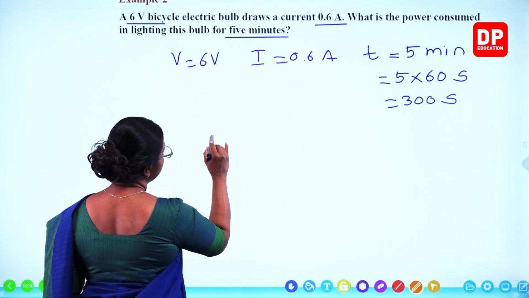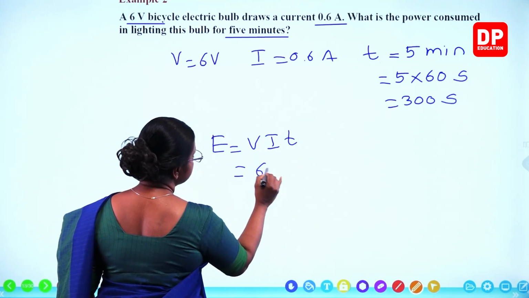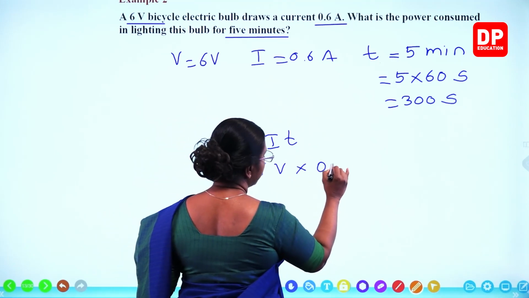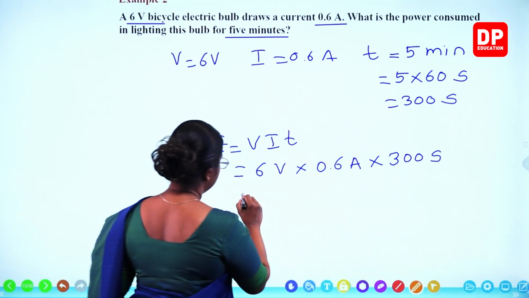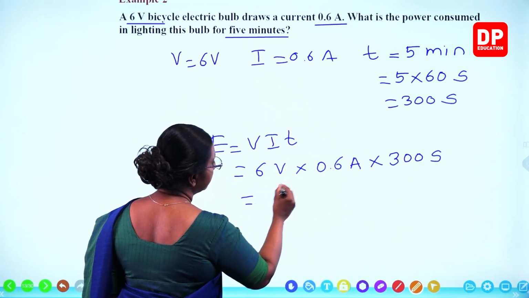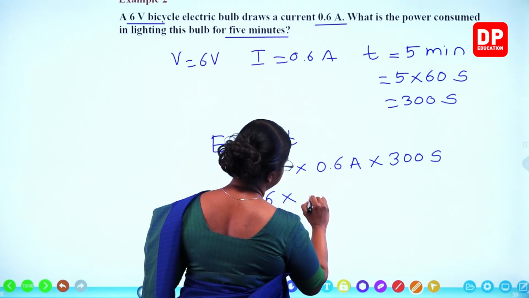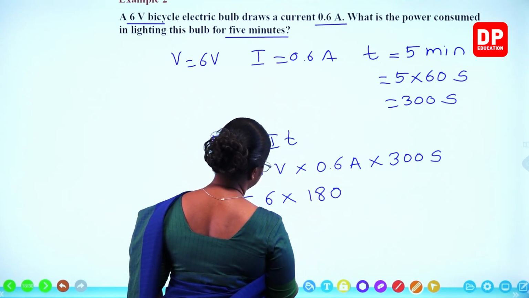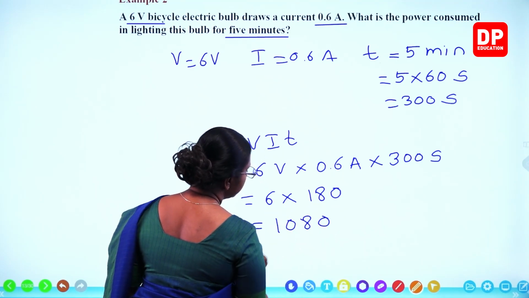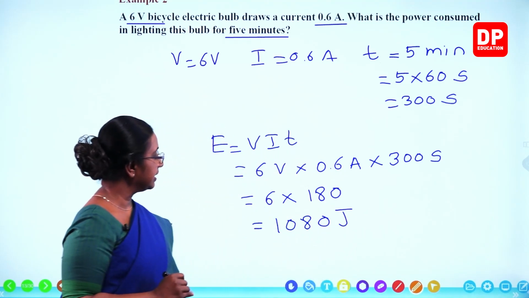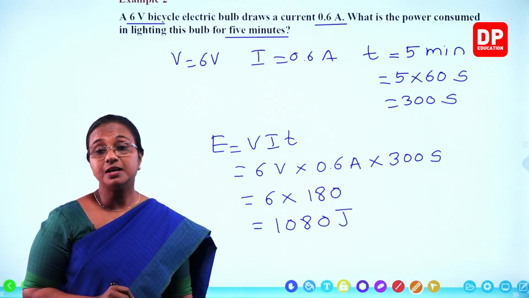So here we use energy equals VIT. Voltage 6 volts, current 0.6 amperes into time 300 seconds. 0.6 into 300 is 180. Then 6 into 180 is 1,080 joules. That is the energy consumption of this particular bicycle electric bulb.